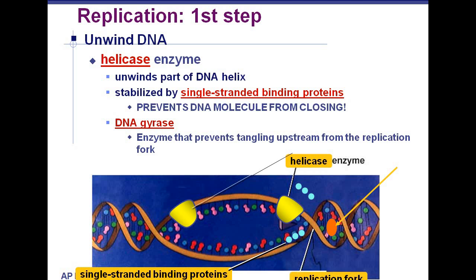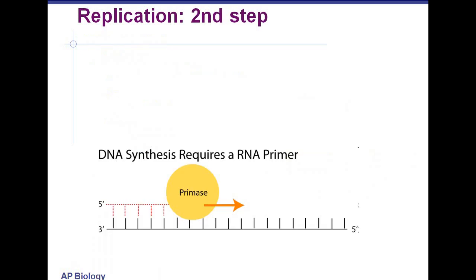This is the replication fork, and this is the gyrase enzyme. This is the enzyme that prevents the tangling upstream from the replication fork.